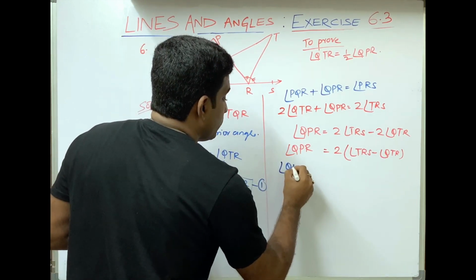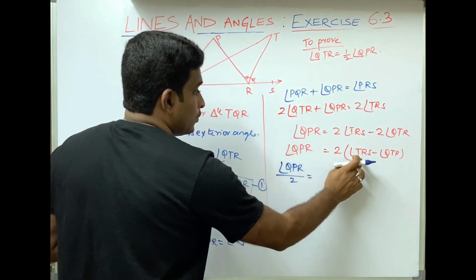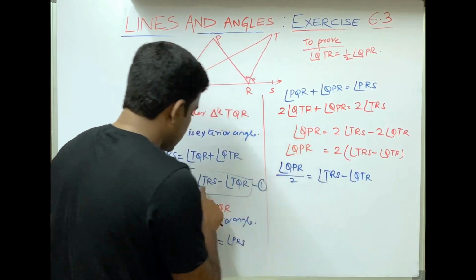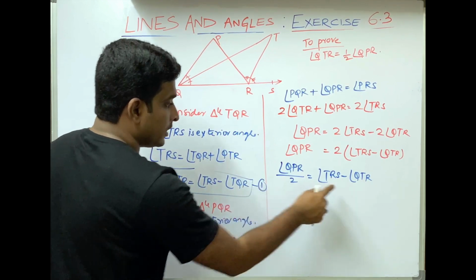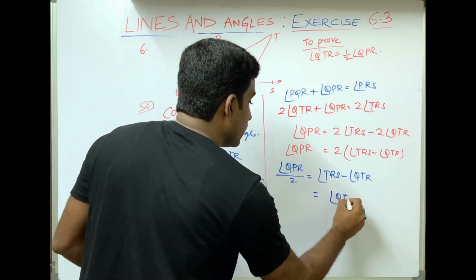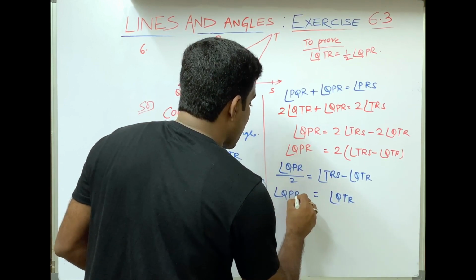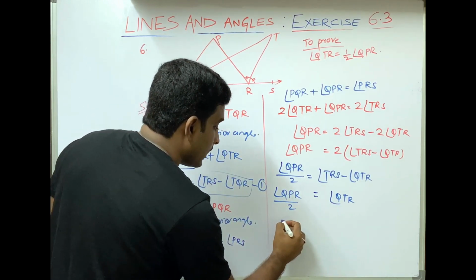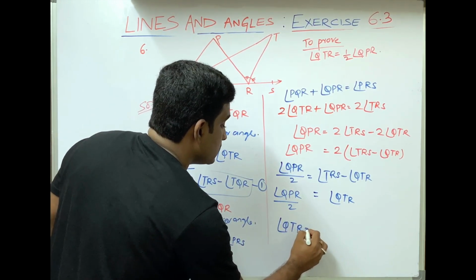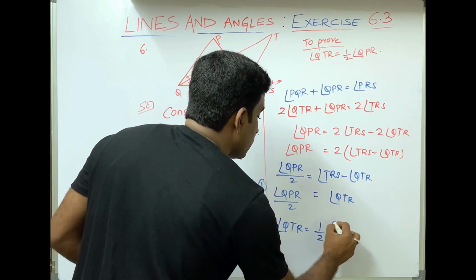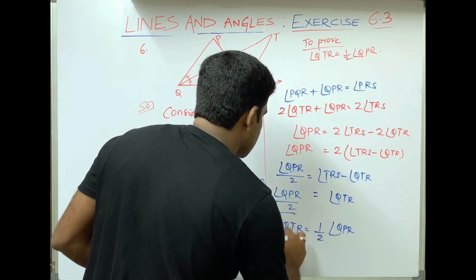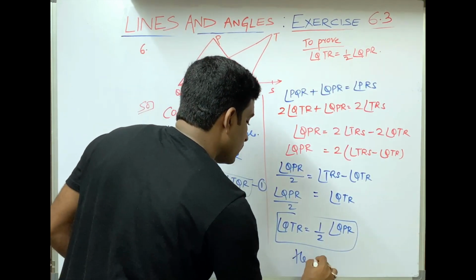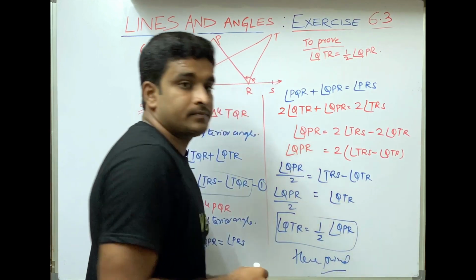See, angle QPR by 2 is equal to angle TRS minus angle TQR, which is angle QTR. Angle QPR by 2 is equal to angle QTR. Simple. Hence, angle QTR is equal to half of angle QPR. Hence, proved.